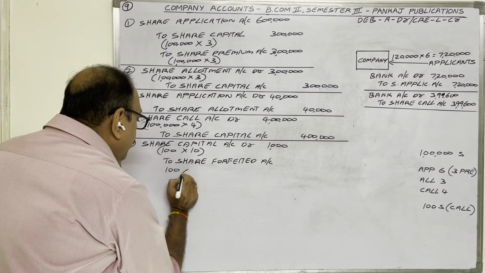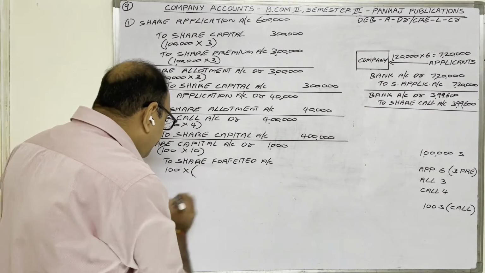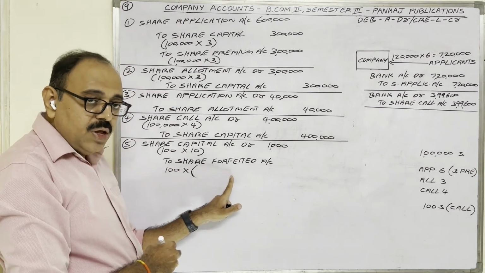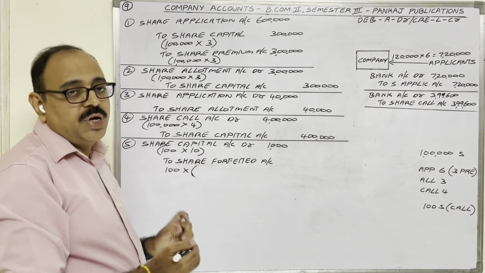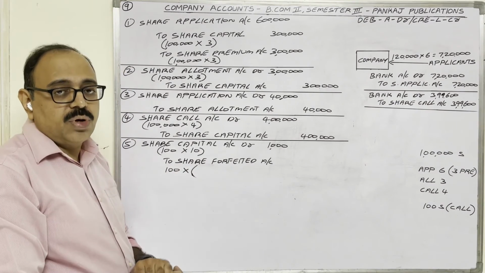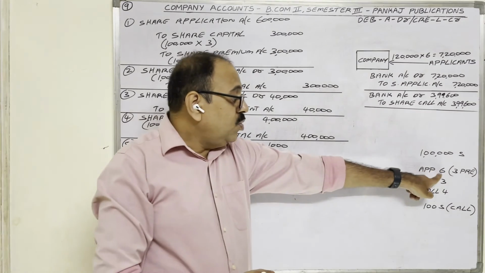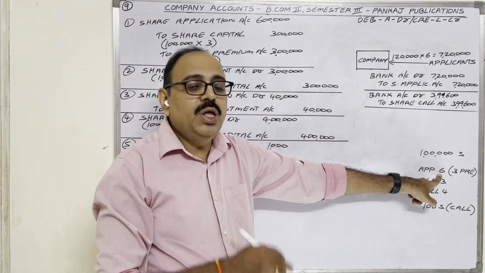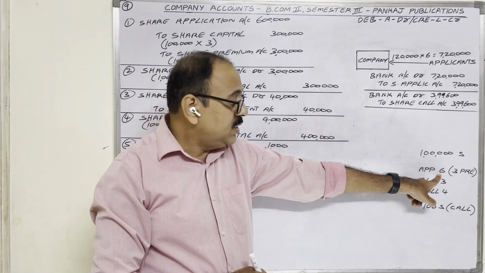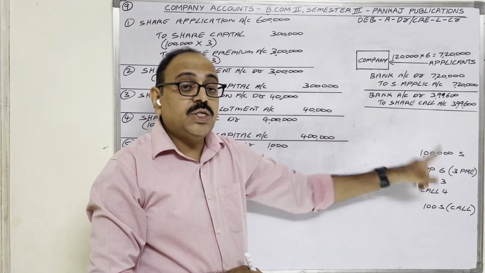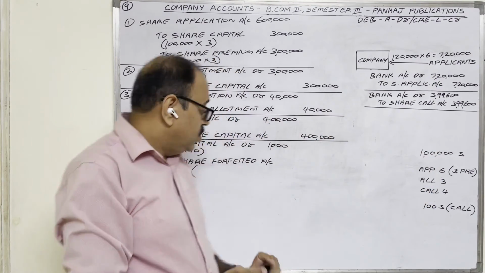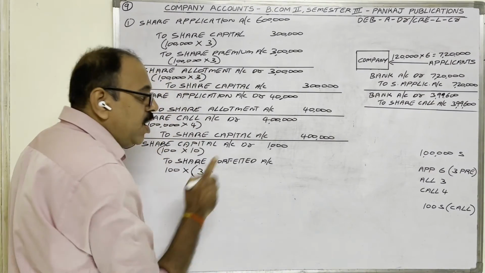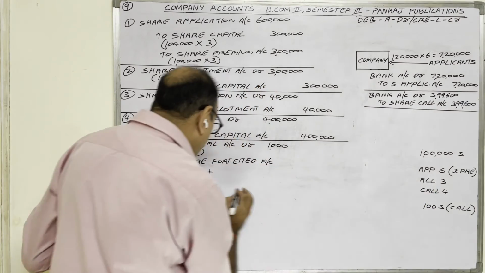How much amount came? On 100 shares, application money came, allotment money came. Now application money, how much? Here you may get one doubt: whether to take 6 rupees or 3 rupees. 6 rupees means including premium. 3 rupees means excluding premium. Excluding premium we should take. So application money 3 rupees plus allotment money on 1 share 3 rupees.